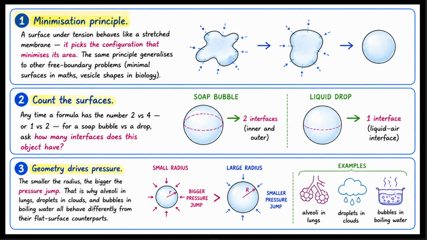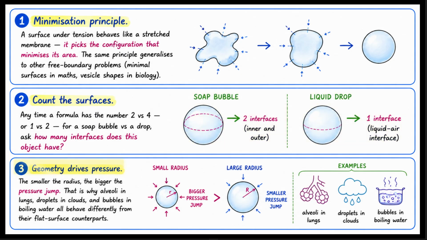A few takeaways that transfer beyond this lesson. Minimization principle. A surface under tension behaves like a stretched membrane and picks the configuration that minimizes area. The same principle generalizes to minimal surfaces in mathematics and to vesicle shapes in biology. Count the surfaces. Anytime a formula has 2 versus 4 or 1 versus 2 for a soap bubble versus a drop, ask how many interfaces this object has. That single question resolves most of the apparent contradictions in this chapter.